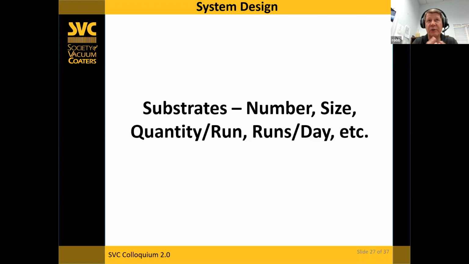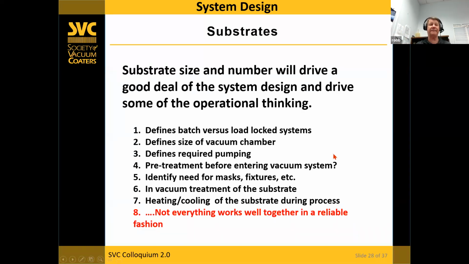The next huge impact on vacuum system design, deposition system design, is substrates: the number, the size, the quantity, the runs per day, the parts in a run per day. I can't overemphasize this enough. Substrate size and number will drive a good deal of the system design, i.e. how big the vacuum system has to be. If you have pipe plates that are 7 inches in diameter and you need to coat 1,000 of these in a run, that system is going to be huge. It's not hard to imagine that.